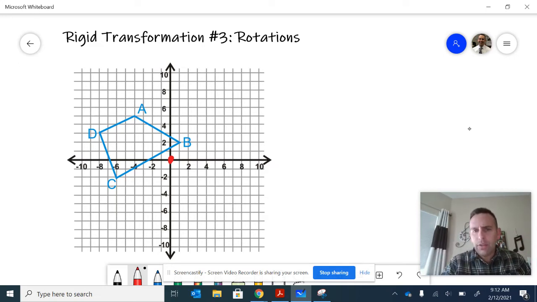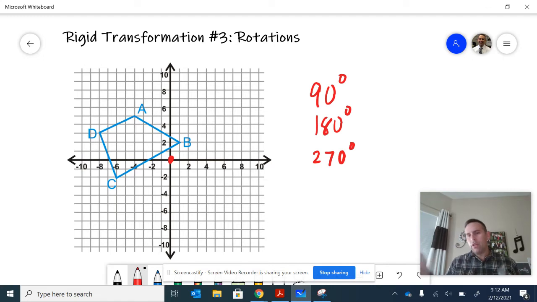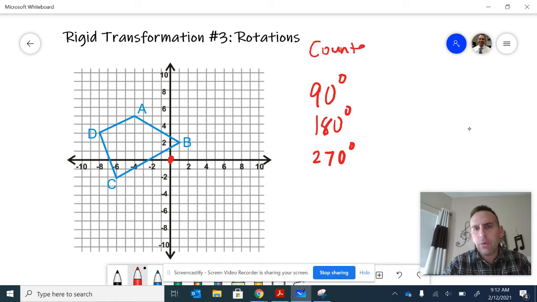So I want to look in this video at 90-degree rotations. We're going to look at 180-degree rotations and then 270-degree rotations. 360, kind of boring. You're back to where you started. So for all of these, we're going to be going counterclockwise rather than clockwise. That is the standard that we would do there.